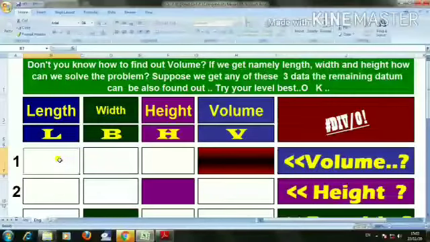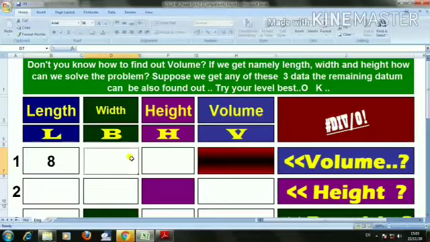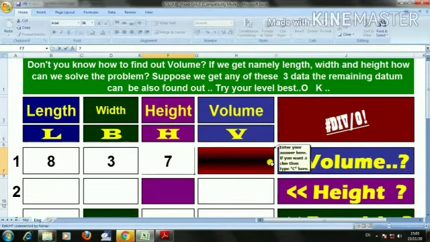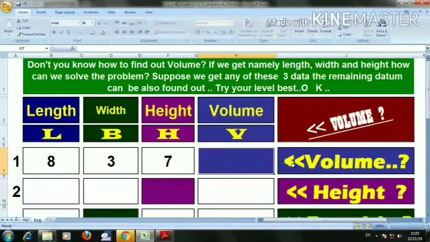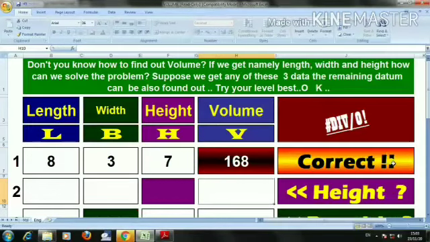387, 8 can be entered here, 3 here and 7 here. Then what will be the answer? So first of all, we can enter the answer here. 8 into 3 is equal to 24, 24 into 7 is equal to 168. 168 is the answer. Okay, correct is shown here.